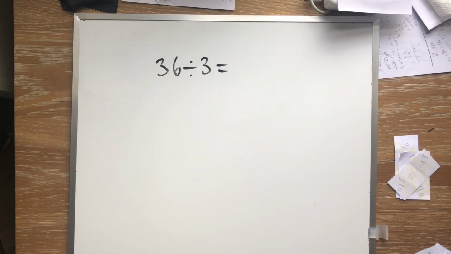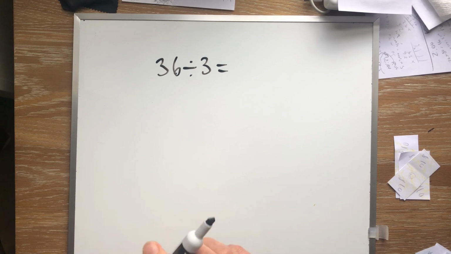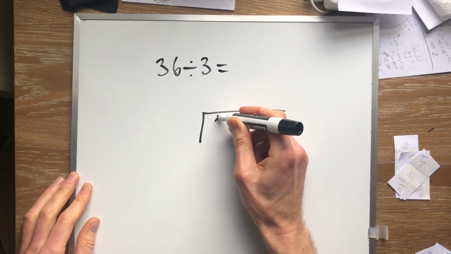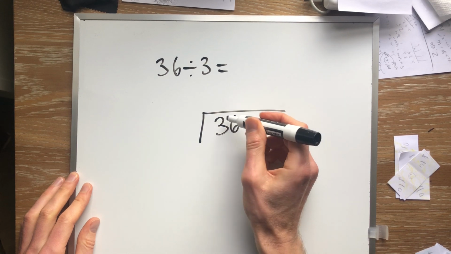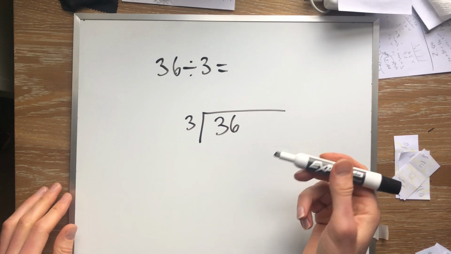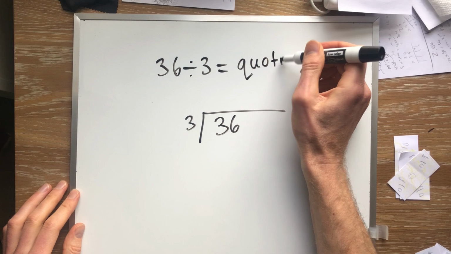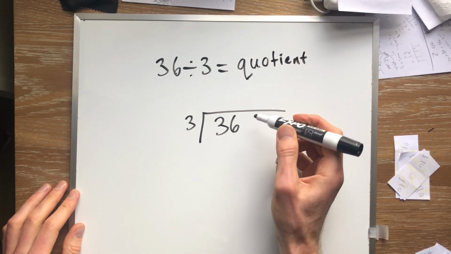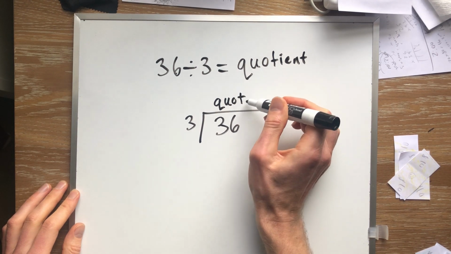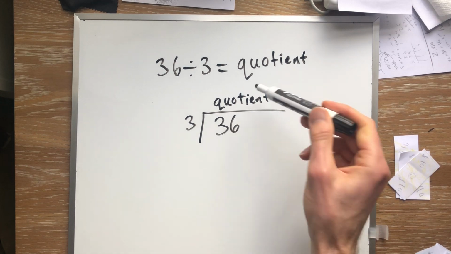So what we're talking about today is this: 36 divided by 3 is the same thing as this. 36 divided by 3. So the answer to a division problem is called the quotient. So you'll see that in word problems. Find the quotient. It's a funny word, huh? Quotient. Looks like quote. So it can go either way.